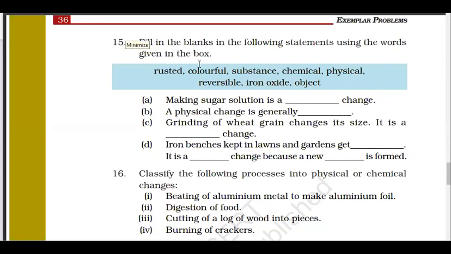A physical change is generally reversible, see it is written generally, not always, right? Grinding of wheat grains changes its size. It is again a physical change, right? But is it reversible? Tell me. Grinding of wheat is a physical change, but is it reversible? No, it's not reversible. It is a physical change, but not reversible. Next.